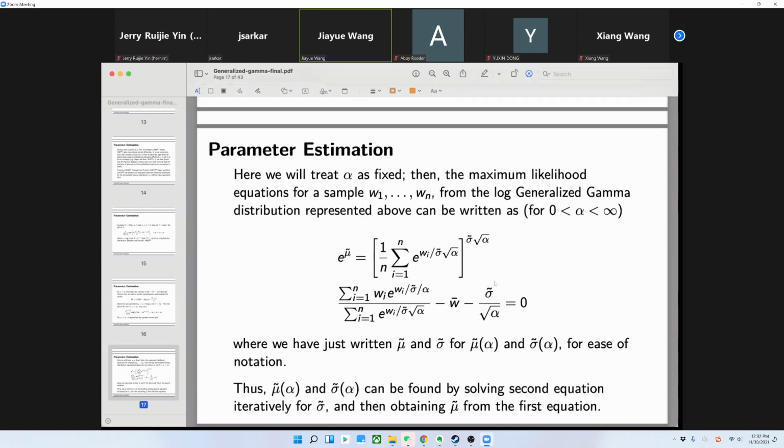And here we will treat alpha as fixed, and then the maximum likelihood estimation for a sample W1 to Wn from the log generalized gamma distribution represented by the above formula can be written as the following two forms to obtain the mu tilde and the sigma tilde. And this is for fixed alpha, yes? Yeah, we treat the alpha as fixed. And then when alpha goes to infinity, the mu tilde and the sigma tilde are just the same estimation as in the normal distribution.